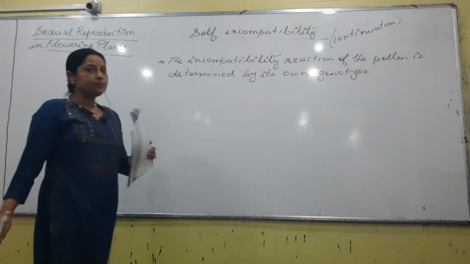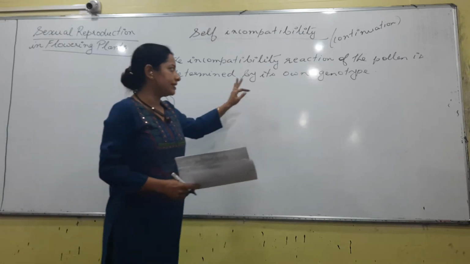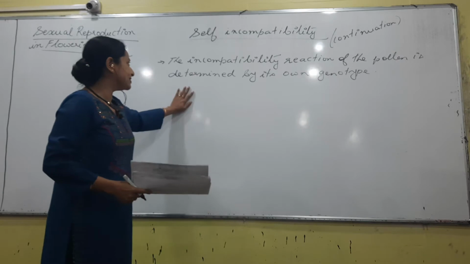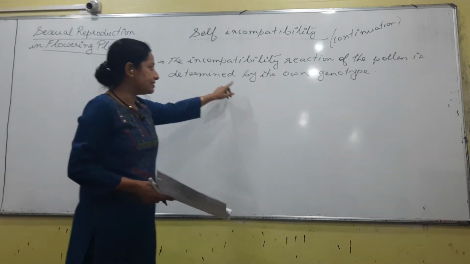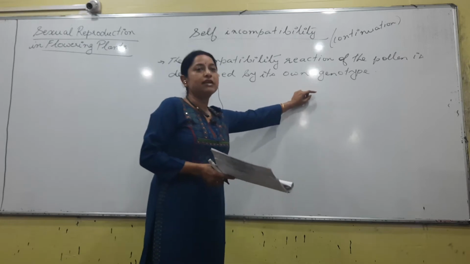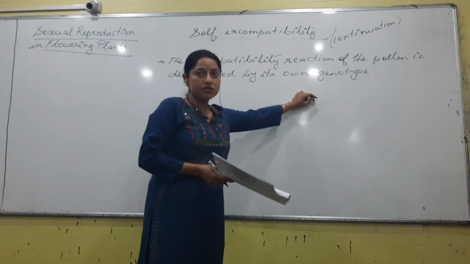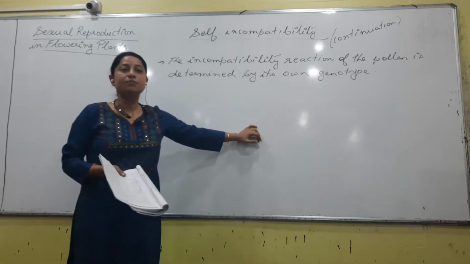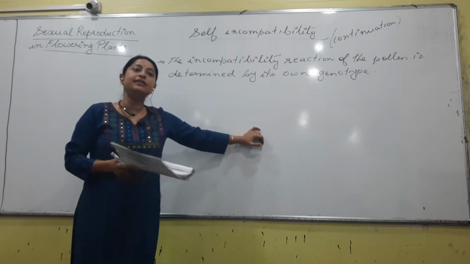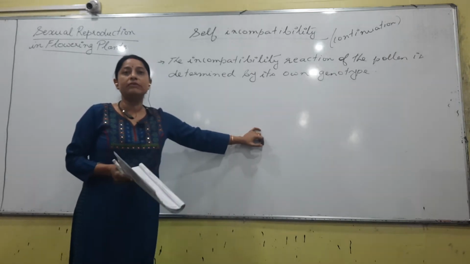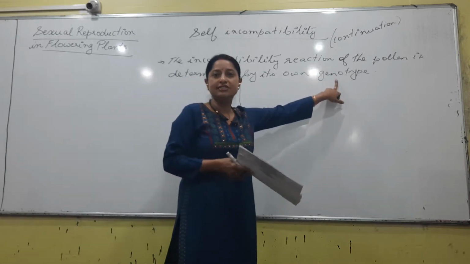Just a point. The pollen grains become incompatible. Incompatible for what? Incompatible to fertilize the egg of the same flower. The incompatibility reaction of the pollen grain is determined by its own genotype. Means what? Two words: one is genotype, one is phenotype. What is genotype? The genetic nature of the pollen grain. So ultimately whether a pollen grain is capable of fertilizing or not depends on what? It depends on the genetic factor of the pollen grain. That is what we understand by the word genotype, right?